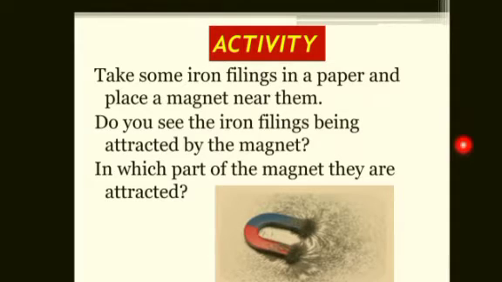We are taking some iron filings in a paper. Iron filings are very small fine pieces of iron. So we are bringing a magnet near to them. So what do you see? The iron filings are getting attracted to the magnet. You can see in the picture which part of the magnet they are attracted to. You can see both the ends of the magnet are attracting.